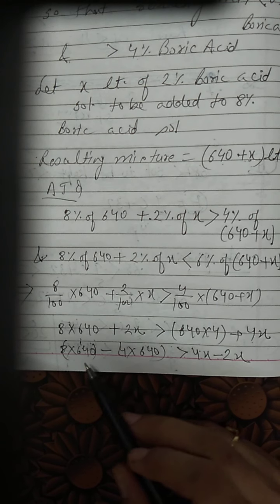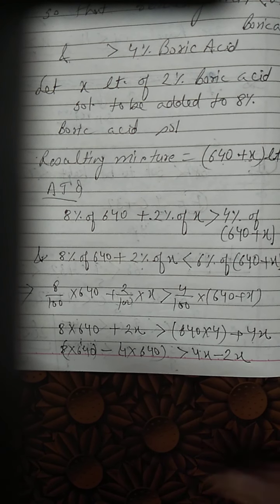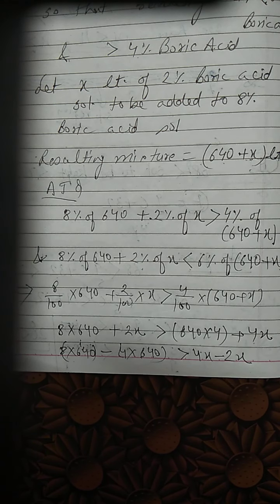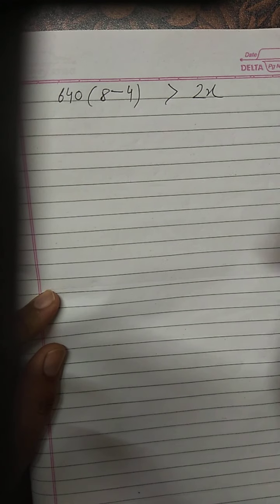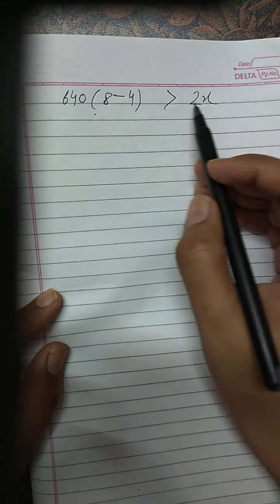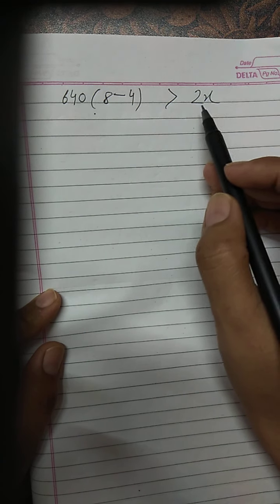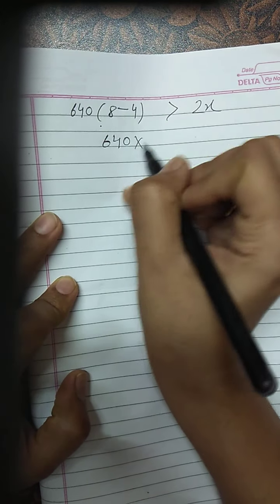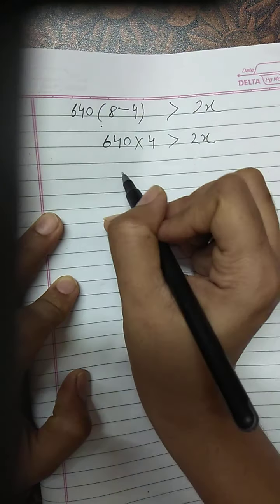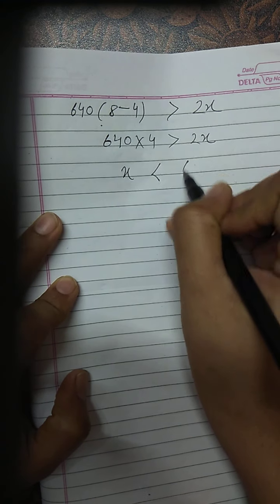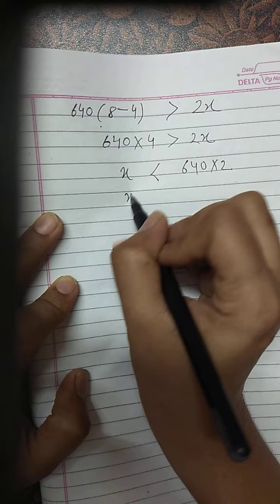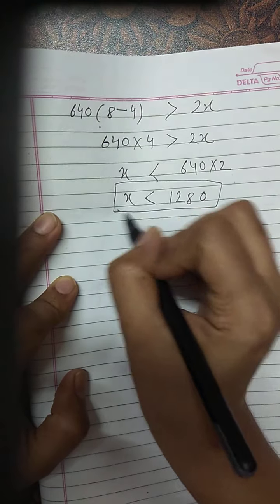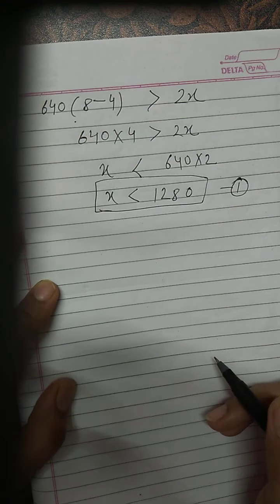If I take common, it will be 640 into (8 minus 4), right? So let us do our calculation. I am taking it to the next page. So we will get 640 into (8 minus 4) is greater than 4x minus 2x, so it will be 2x. So 640 into 4 is greater than 2x, that means x is less than 640 into 2. So x will be less than 1280. So this is the first solution from the first inequality.